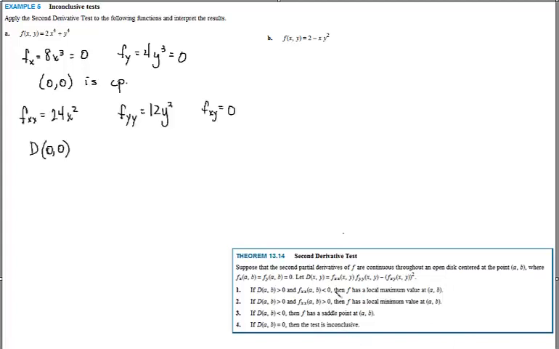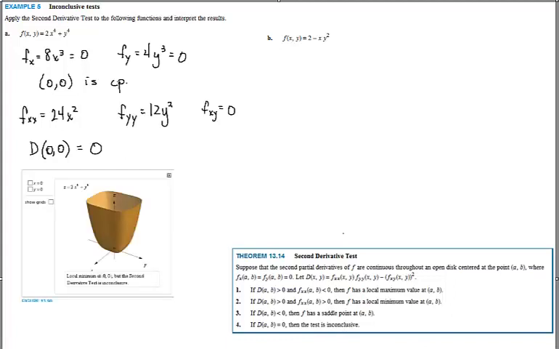Now notice when I go to plug in my value 0, 0 for all of these different partials, I'm going to end up with a 0, which means that my test is inconclusive. So let's look at that picture and see why it might be listed as inconclusive. If I look at the picture, notice that the bottom of this particular shape is flat on the bottom, and it is this flatness that makes that local minimum invisible to the second derivative test, and therefore it is inconclusive.